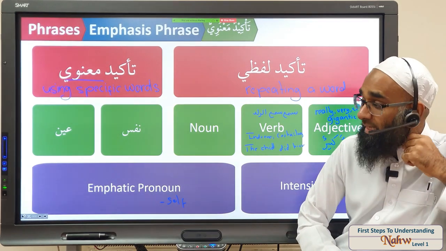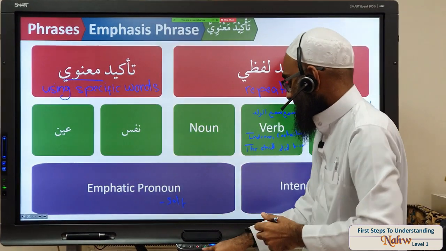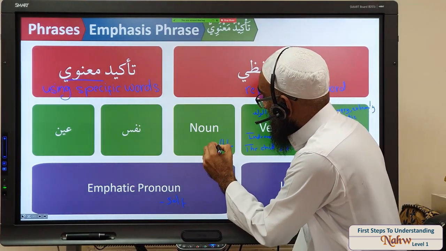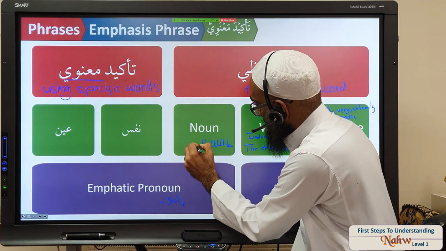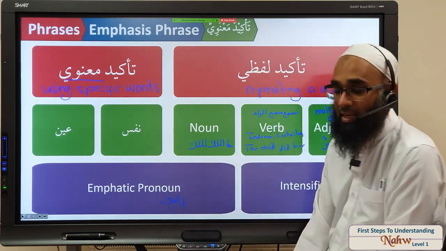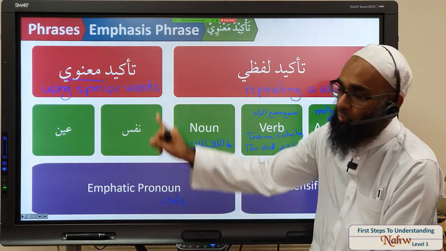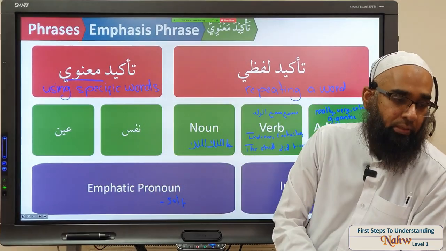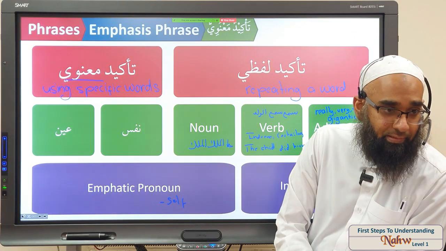And if the ta'keed lafzi is of a noun, for example, Ja'a al-maliku al-maliku, what do you say here? The king himself came. Or Ja'a al-maliku nafsuhu, Ja'a al-maliku aynuhu. All of these mean an emphatic pronoun. Does that make sense? Yeah?